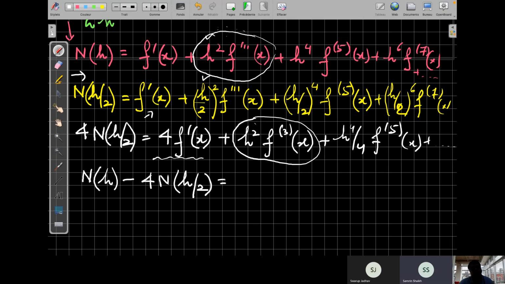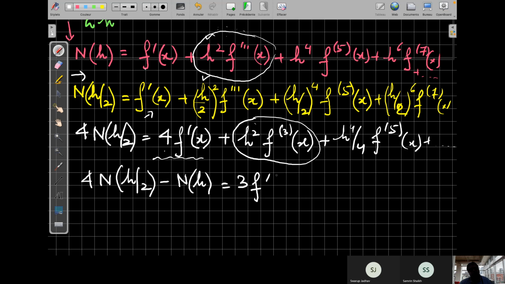3f dash x plus... ओके, मैं थोड़ा सा करेक्शन कर लेता हूं so that I can get a better estimate, because what will happen is here. So मैं क्या करता हूं, 4 times of N(h/2) minus N(h) ऐसा कर लेता हूं. तो what will happen? This 4 times minus 1 time. What will happen? 3 times of f dash of x.